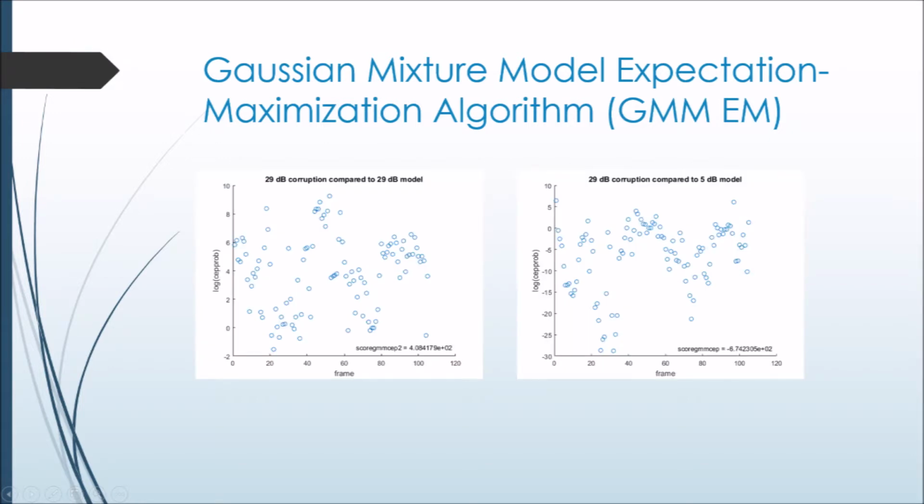When one of our speech files had 29 dB SNR and it was compared to the 29 dB model, as you can see in the bottom right of the left figure, the score is positive and very high.